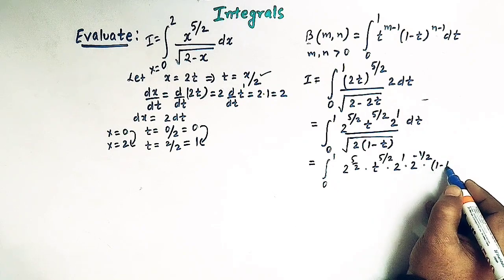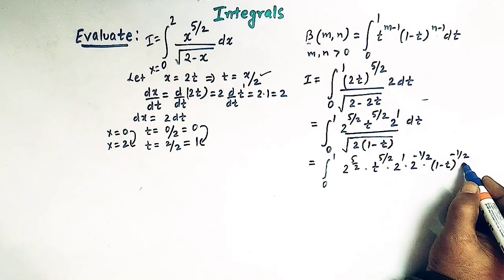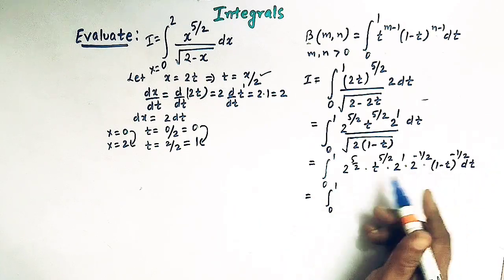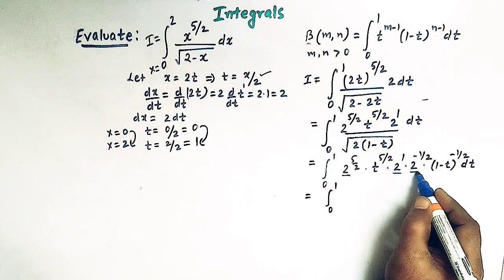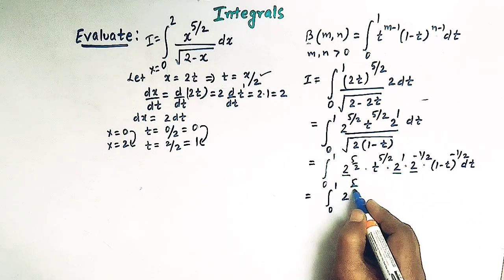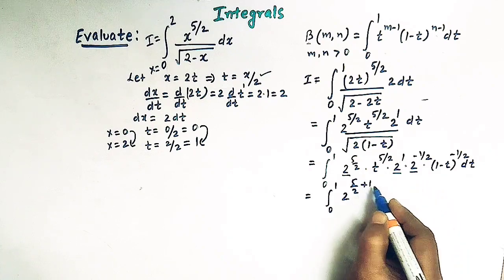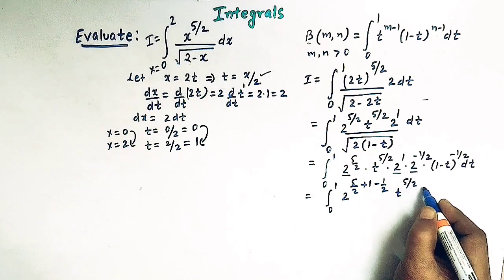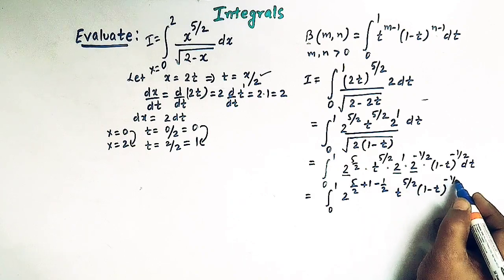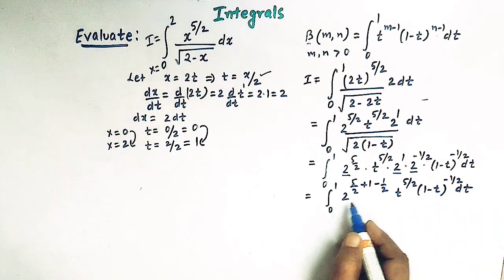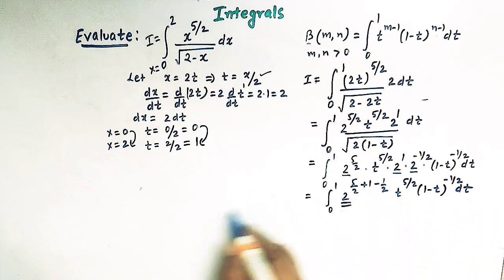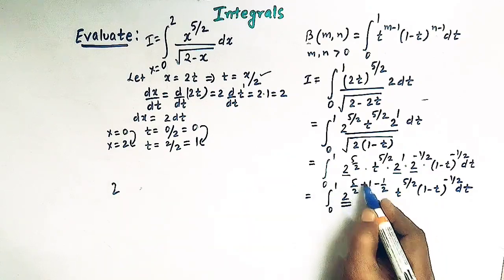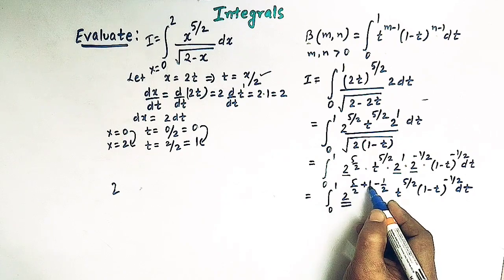So we can now write (1 - t)^(-1/2) dt. Now let us further simplify it. Here we can collect all these 2's. So we have 2 raised to 5/2 + 1 - 1/2, and here we have t^(5/2) (1 - t)^(-1/2) dt. Now simplifying, 2 raised to 5/2 - 1/2 is 4/2, that is 2, and 2 plus 1 is 3.